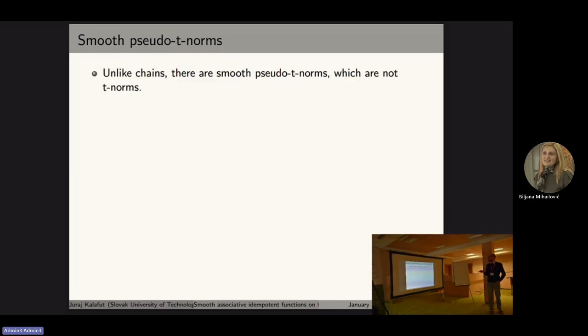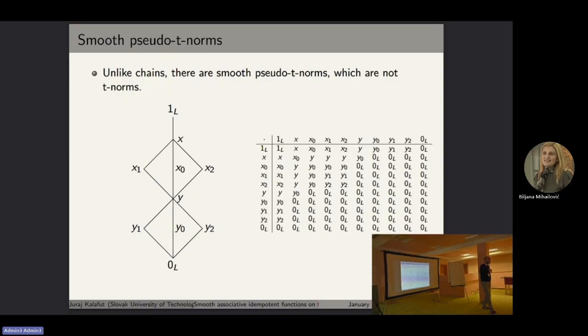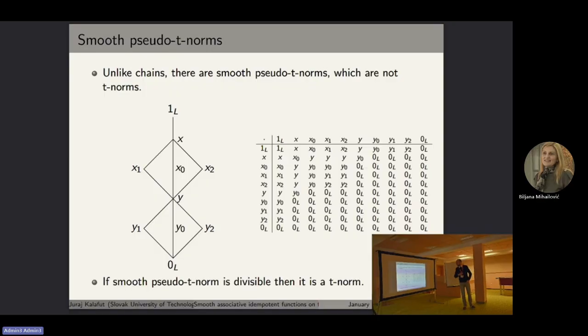And also, unlike the case of chains, we have smooth pseudo-T norms which are non-commutative in the strict sense. And here is an example of one. This brings us to some kind of non-commutative logic, which is somehow stronger due to this smooth property. However, if we also impose divisibility, we will immediately obtain commutativity.